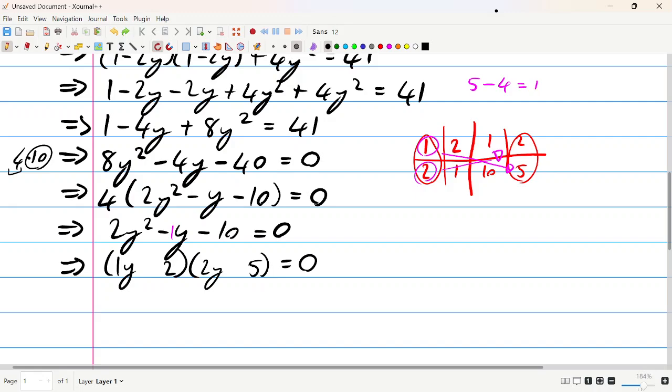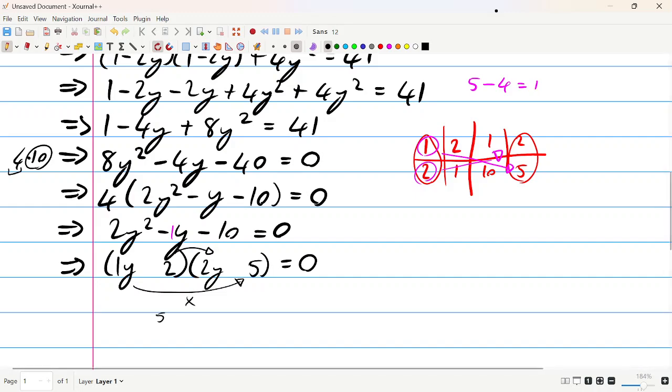Well, notice that we are going to be multiplying this 1y with the further one here, and the 2y with the 2. And then notice that if we say 5 multiplied by y, we're going to have 5y. And if we say 2 multiplied by 2y, we are going to have 4y. And in order to get negative y, we need to say 4y minus 5y.